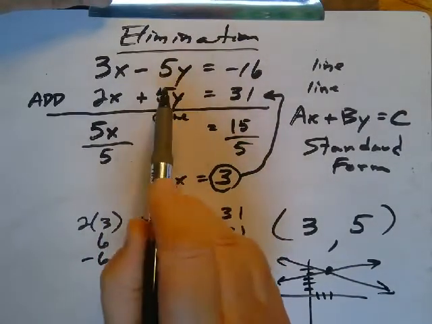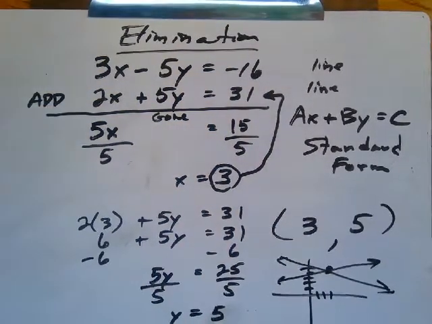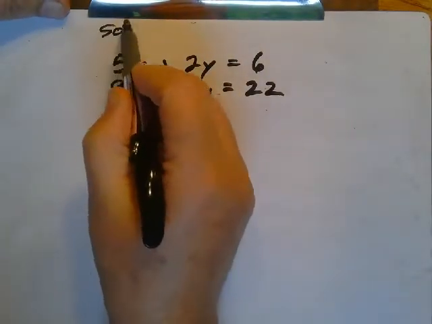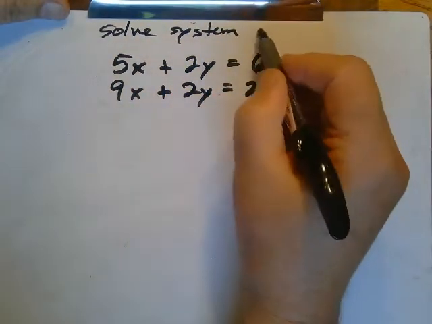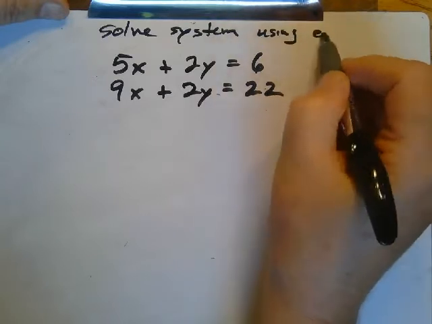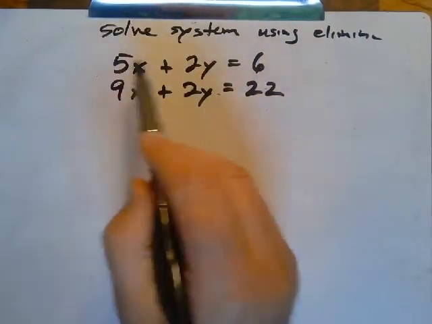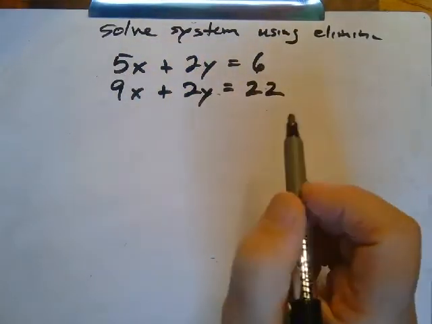This problem was pretty easy because the y's immediately disappeared. They're not all going to be that easy. Let's try a little harder one. All right, let's take a look at this one. Now, the instructions are going to say solve the system, and it's going to say using elimination. Okay, elimination. Well, that's why we have them stacked up in standard form, ax plus by equals c.